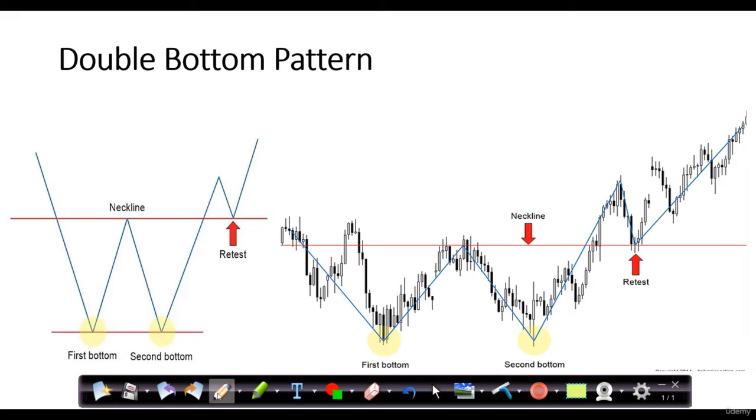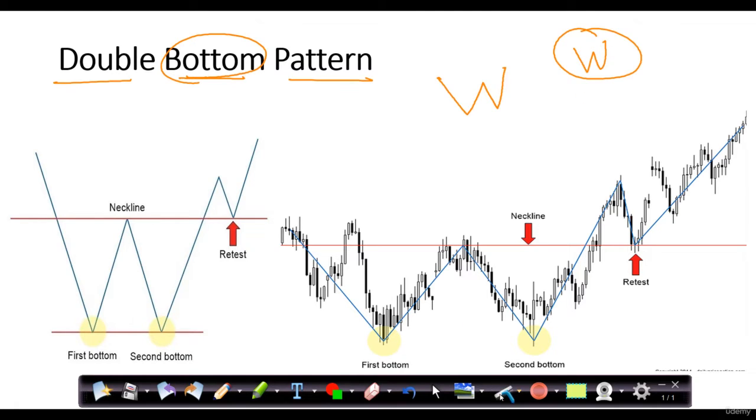Hello everyone, we are going to discuss the double bottom pattern in this whole video. Now what is meant by double bottom pattern? It does not mean that the market will move downside just because the word contains "bottom". Whenever we form the double bottom pattern, it looks like a W shape.